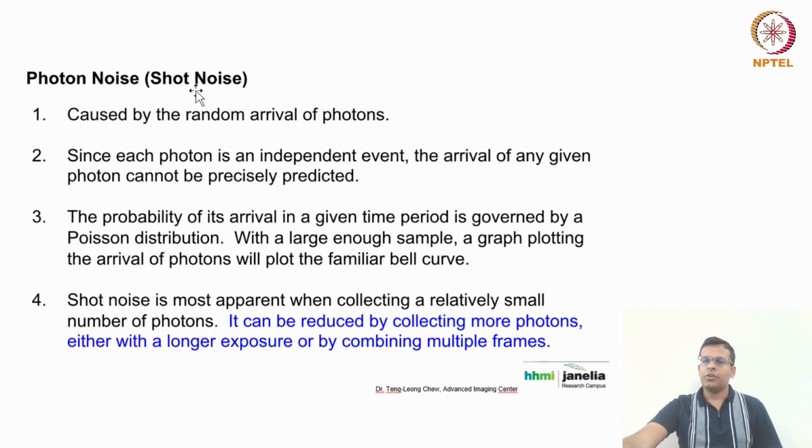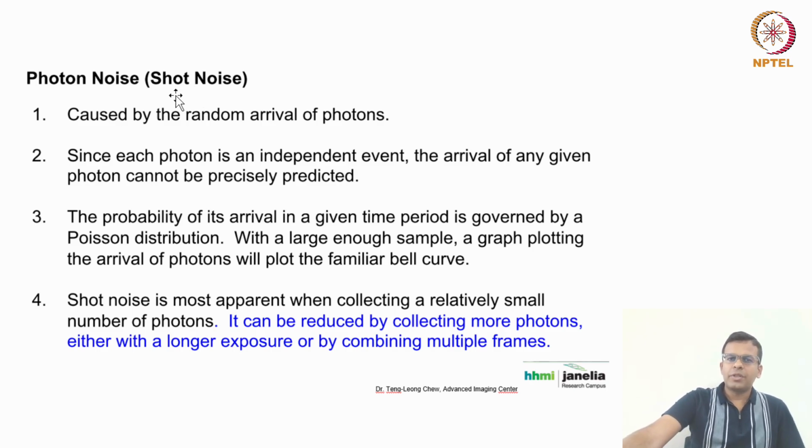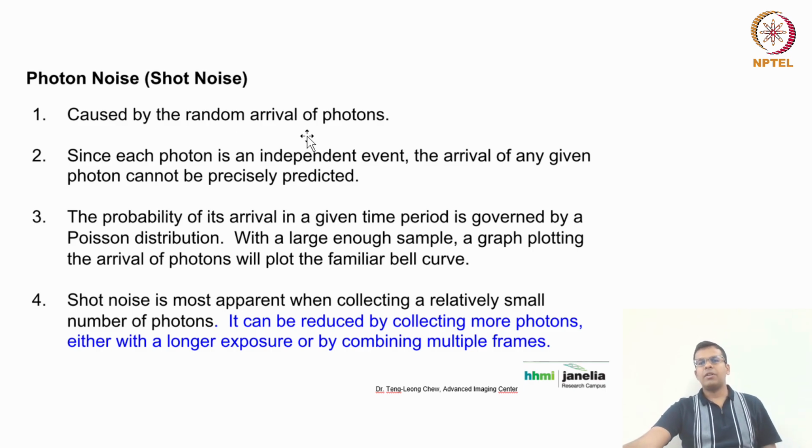So what is shot noise? It is also known as photon noise. That is caused by the random arrival of photons. Since each photon is an independent event, the arrival of any given photon cannot be precisely predicted, and the probability of its arrival in a given time period is governed by the Poisson distribution. With a large enough sample, the graph plotting the arrival of photons will plot the familiar bell curve.